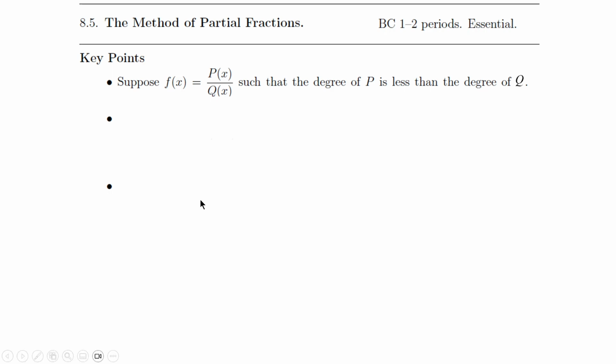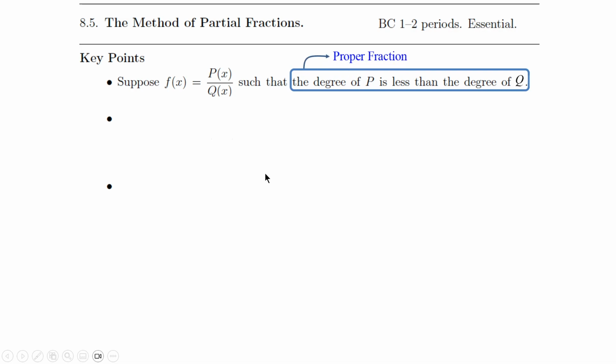Suppose f of x equals p of x over q of x, so a rational function, such that the degree of p is less than the degree of q. Well, that would be called a proper fraction right there if that's the case. All right. So, proper fractions, we can do all kinds of cool stuff like partial fractions here. Then we use the method of partial fractions.